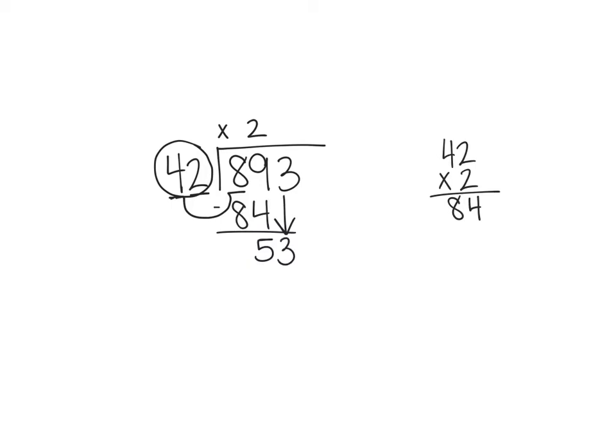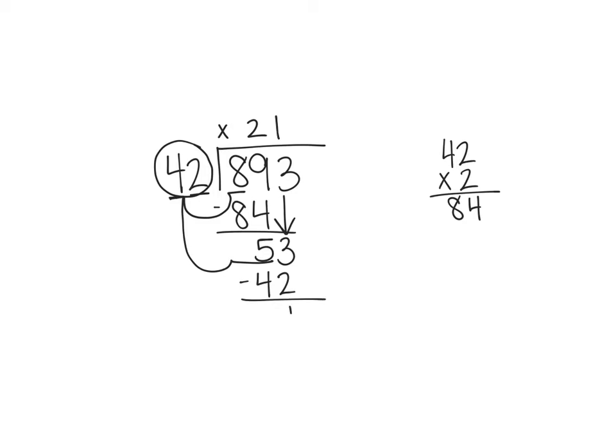So now I do the same thing over again. I have 42 into 53. So I could just think about it in that way. 42 is going to go into 53 one time. Or again, use your helper. How many times does 4 go into 5? It goes one time. And we know 1 times 42 is just going to be 42.